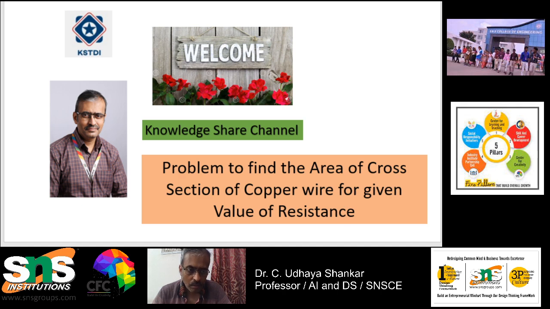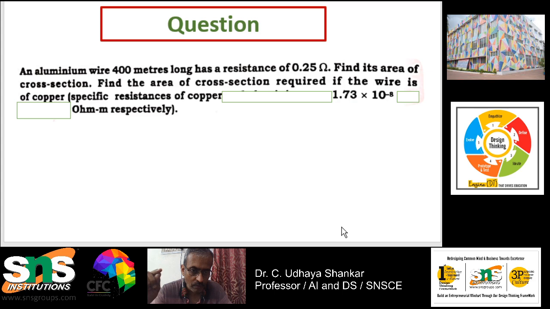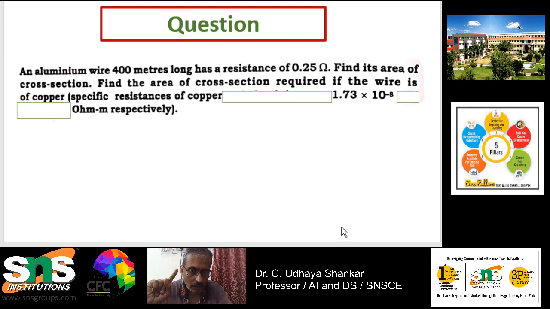Okay, so we'll directly go into the problem. Here you can see that in this problem it has been given an aluminum wire of 400 meters long, and it has a resistance of 0.25 ohms. So two values have been given: the length of the wire, that is 400 meters, and the resistance, that is 0.25 ohms.